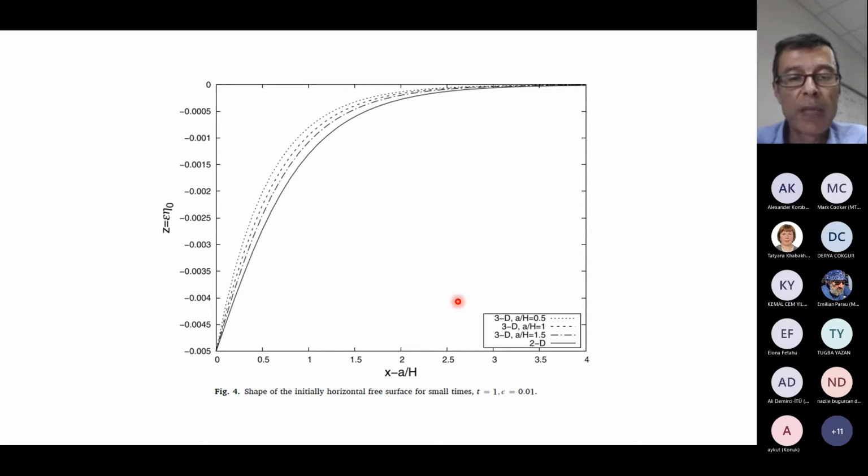Okay. Now we did the same thing for the initially horizontal free surface. Again, we are getting closer to the two-dimensional result as the radius of the cavity becomes larger.